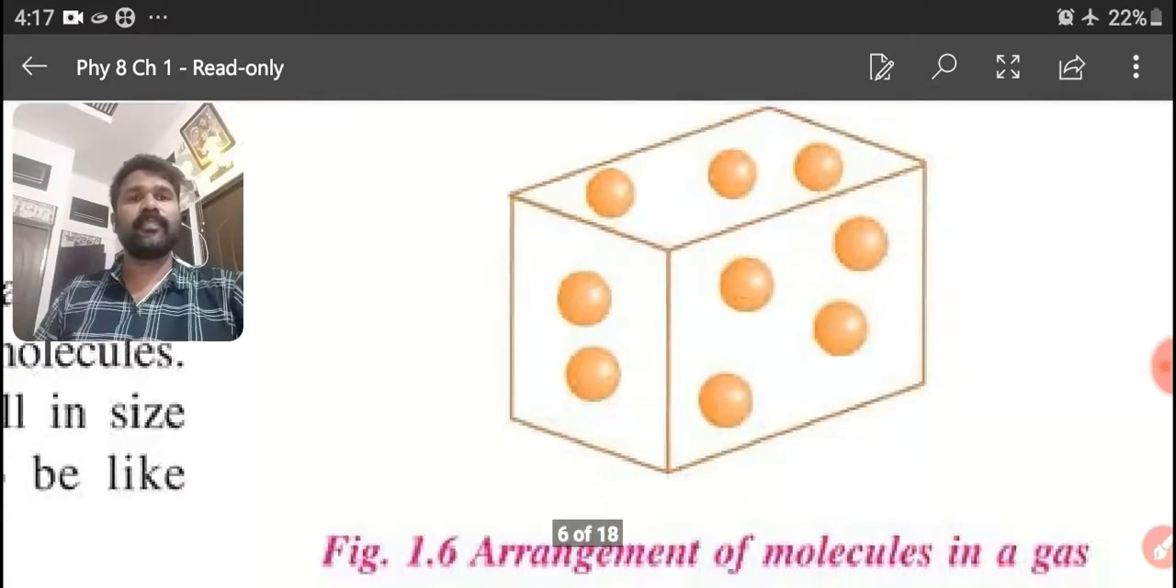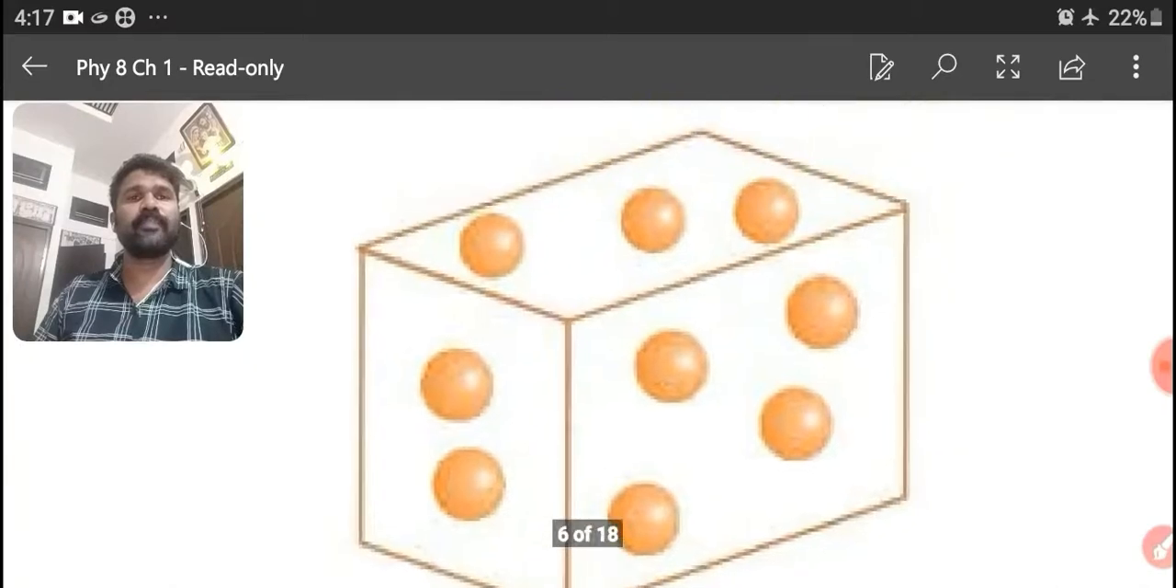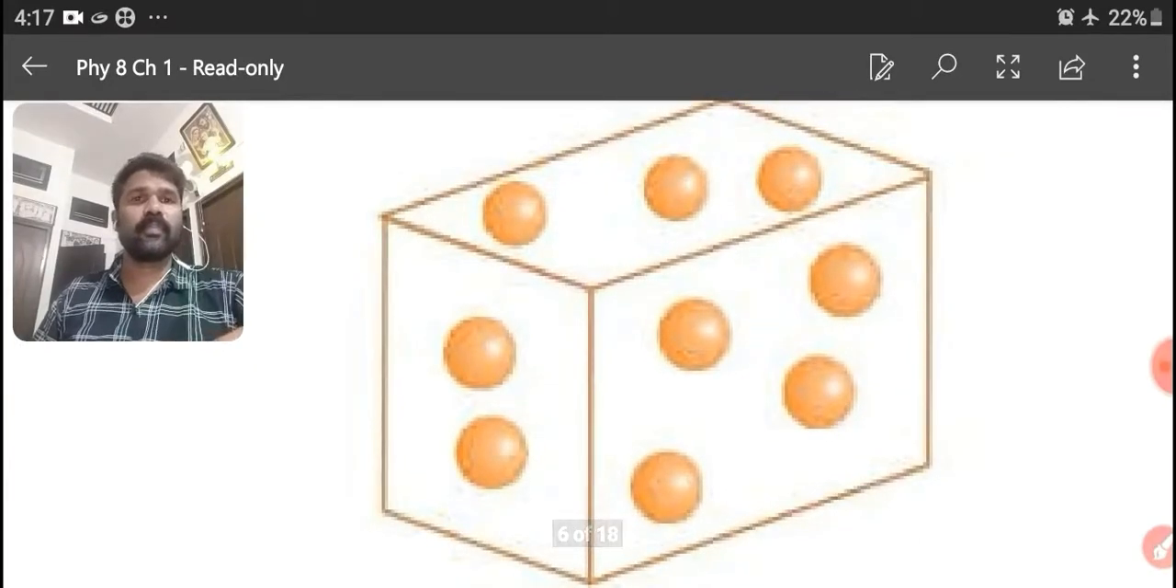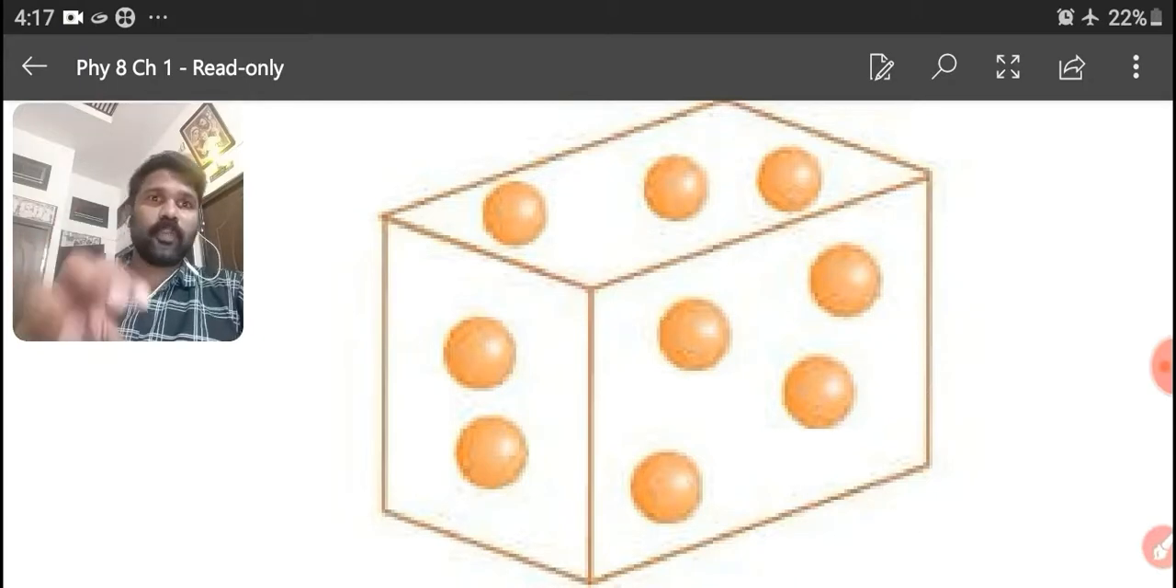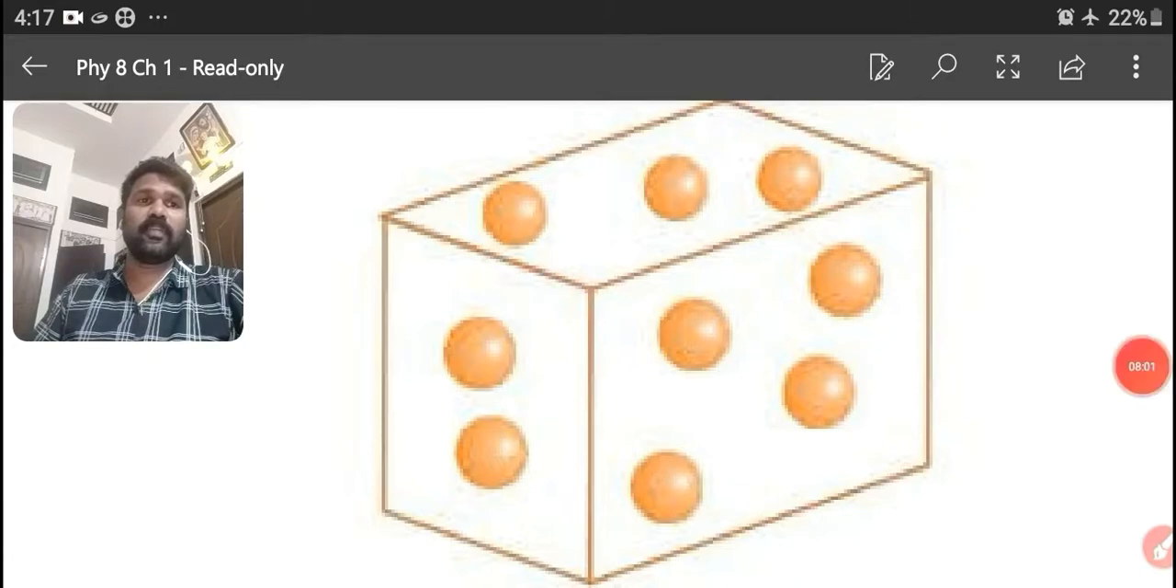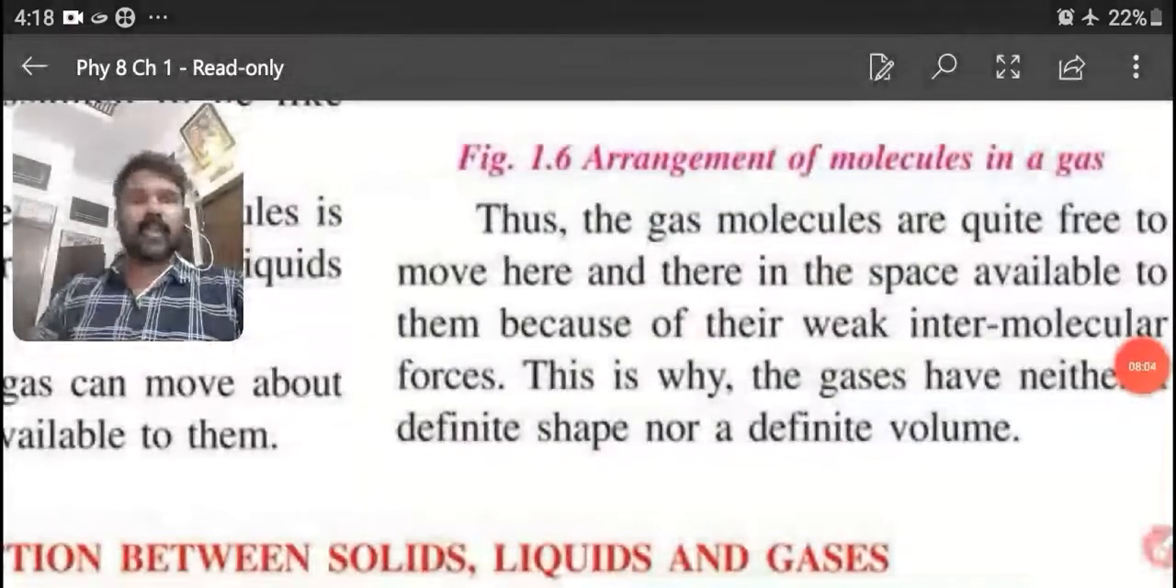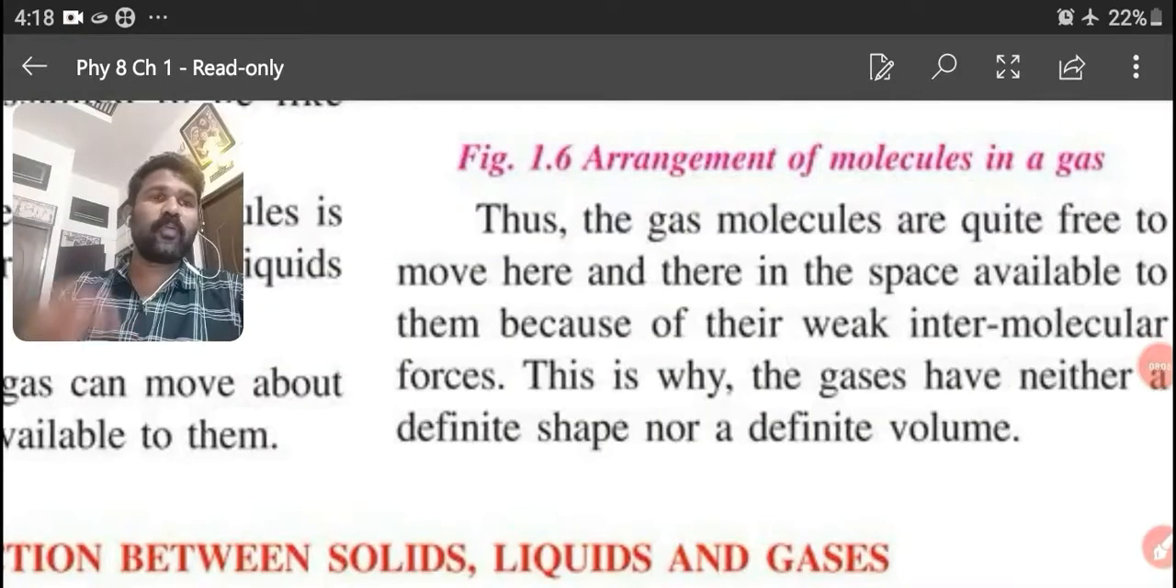Just observe the diagram. The molecules are arranged too far apart. They can move here and there. That's why the molecules in a gas move in a zigzag motion. Thus, the gas molecules are quite free to move here and there in the space available to them because of their weak intermolecular forces.